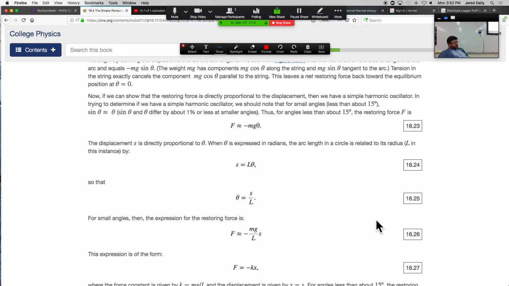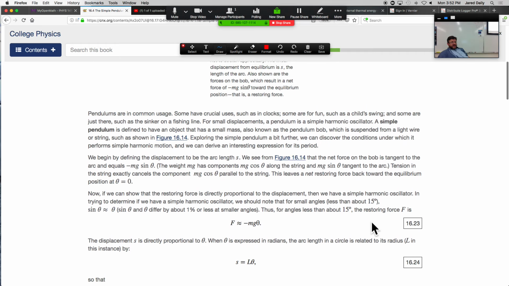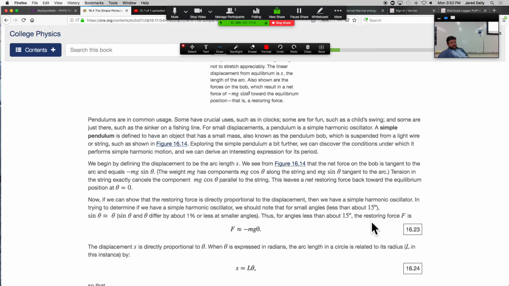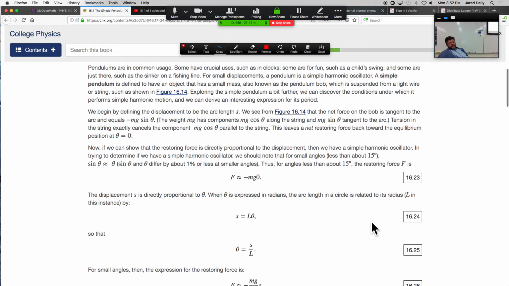If you have a small angle compared to your movement, then the pendulum behaves like a simple harmonic oscillator. And what that means is that the force required to move the simple harmonic oscillator from the center position up to some angle theta is about negative mg times theta. It's not exact, but it's pretty close.